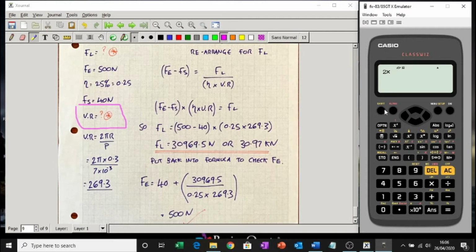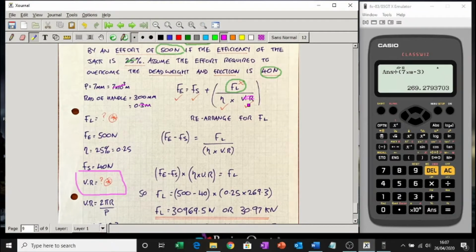So put that on your calculator. 2 times shift pi times 0.3 equals that, divided by 7 times 10 to the minus 3. Gives me 269. That's my velocity ratio. Thank you very much. So now I know everything apart from FL.